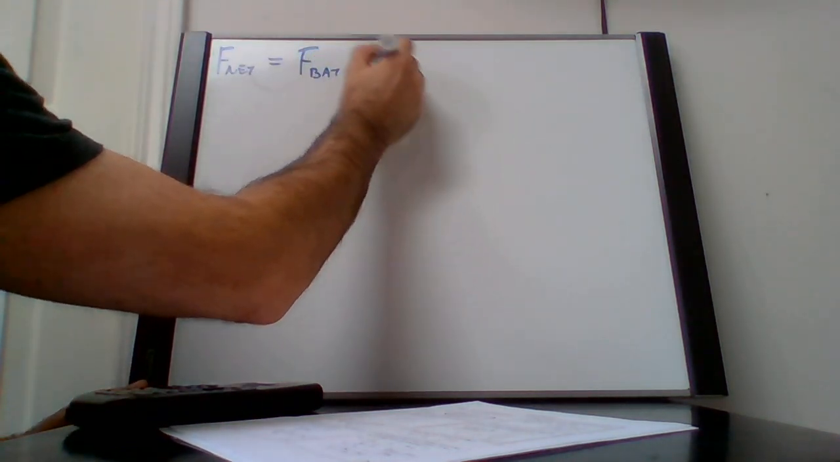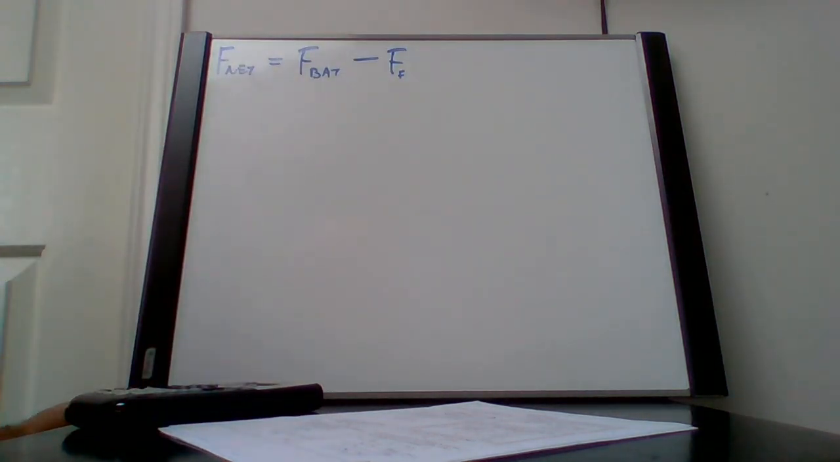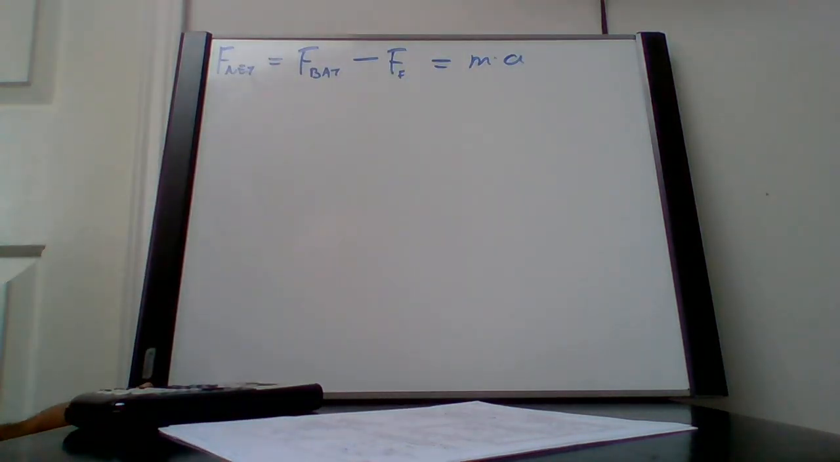Now, we said that our F net is our winners minus our losers. So F net is going to equal, now we've got to decide here, we've got a force of the Batmobile and a force of friction. Our force of the Batmobile is 8,500 newtons, while friction is only 1,500 newtons. So we're going to have the force of the Batmobile minus the force of friction, and we'll just do FF for the friction. That will equal the mass of the Batmobile multiplied by its acceleration, and this acceleration is what we're looking for.